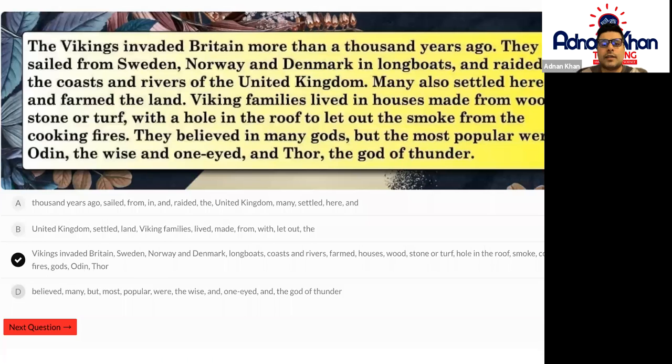I would actually go with the option C, because we have more keywords from this particular extract that fit in really well with the extract, and pretty much covers most of the keywords from this particular extract. So I would go for option C.